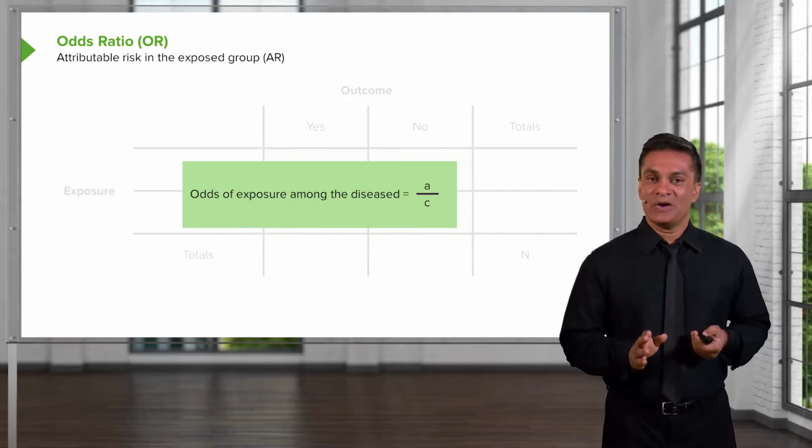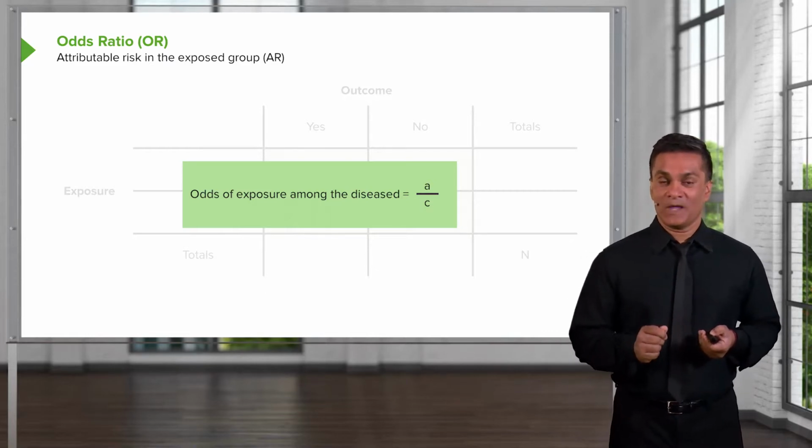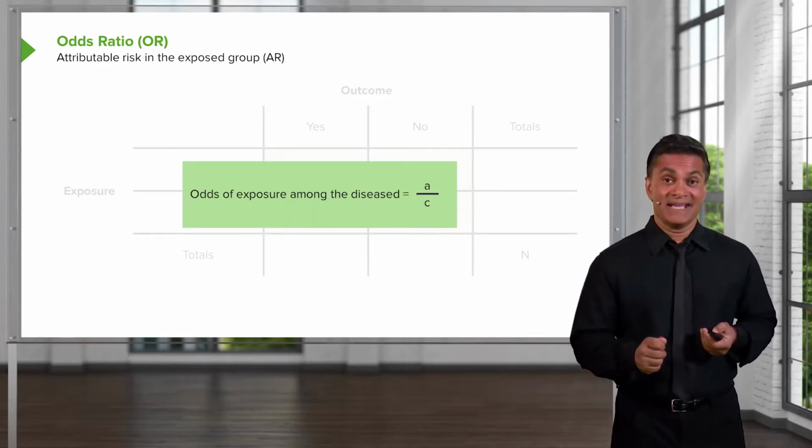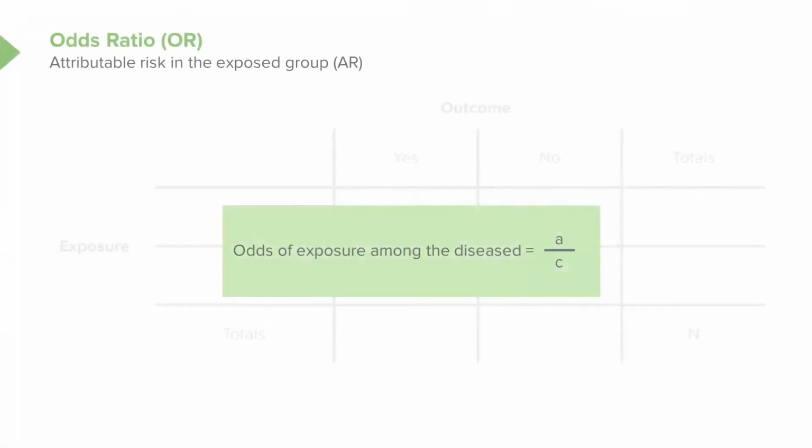It's important now to remember what odds are. Odds versus probabilities. The odds of something happening is the probability of that thing happening divided by the probability of that thing not happening. So in our contingency table, the odds of the outcome happening are the probability of that outcome happening divided by the probability of it not happening. In other words, A over C. So that's the odds of the exposure in the disease group.